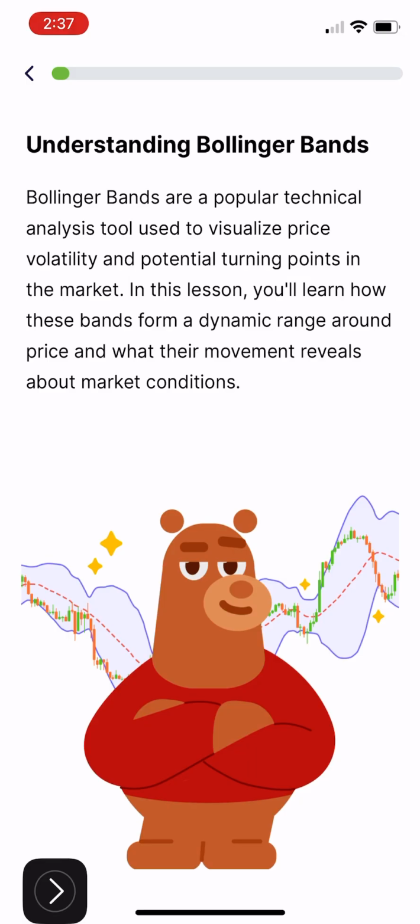Understanding Bollinger Bands. Bollinger Bands are a popular technical analysis tool used to visualize price volatility and potential turning points in the market. In this lesson, you'll learn how these bands form a dynamic range around price and what their movement reveals about market conditions.